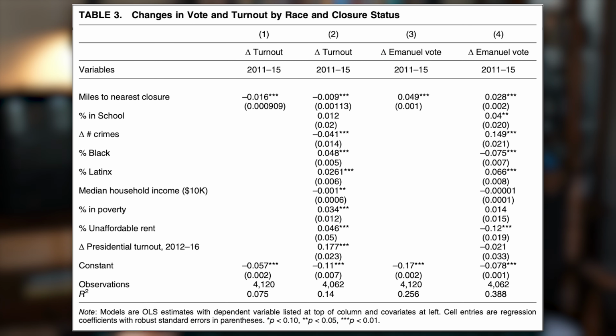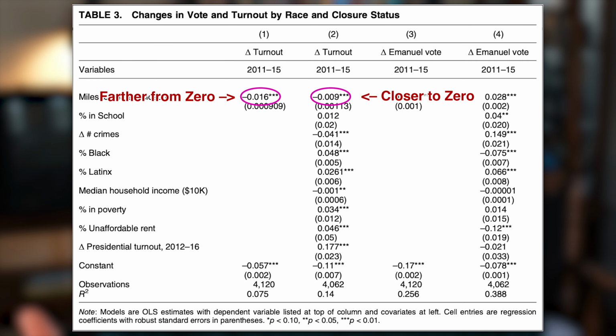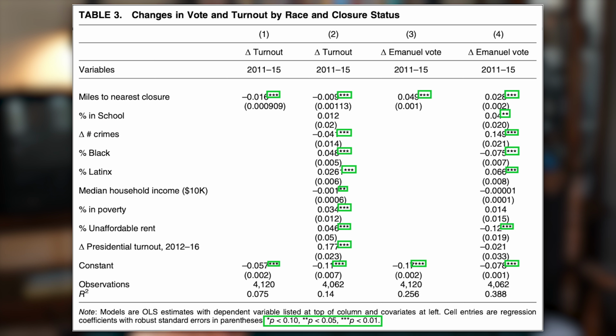Next, eyeball the magnitude. Numbers farther from 0 matter more in real-world terms. Only then should you check the stars for statistical backup. A tiny but significant effect may be less interesting than a big, imprecise one. Remember, context is king. That's why we talk about value-robust theories so much in our research.